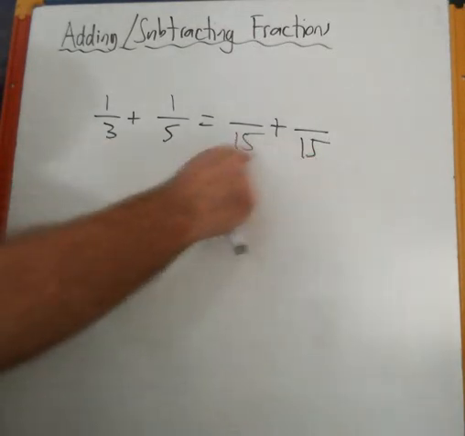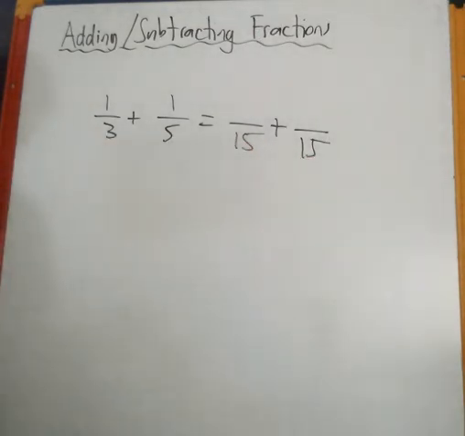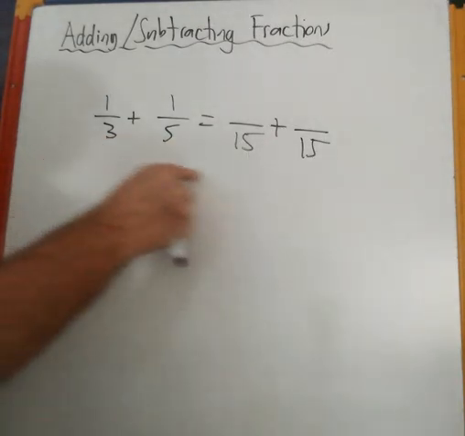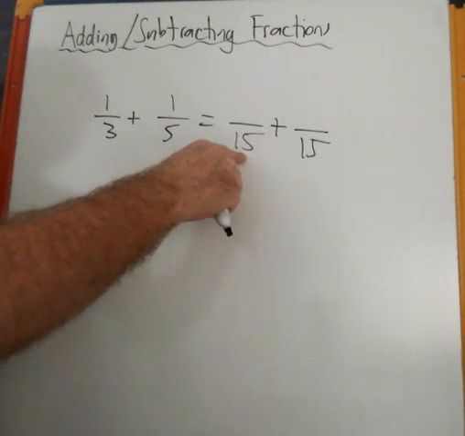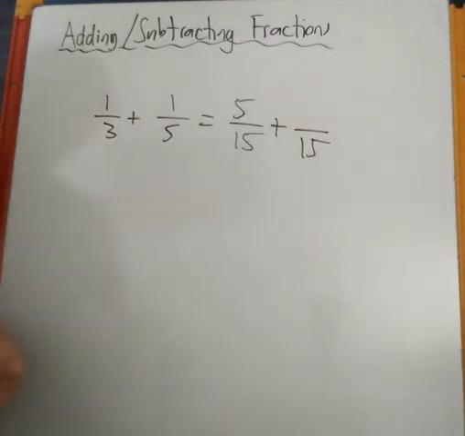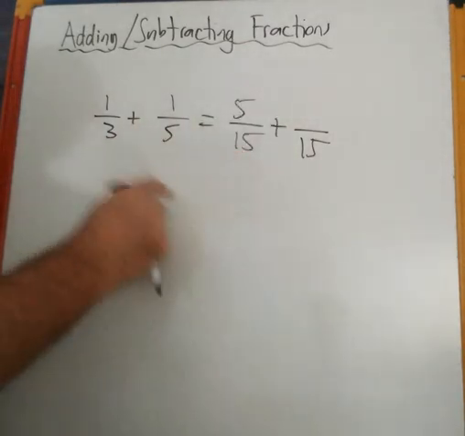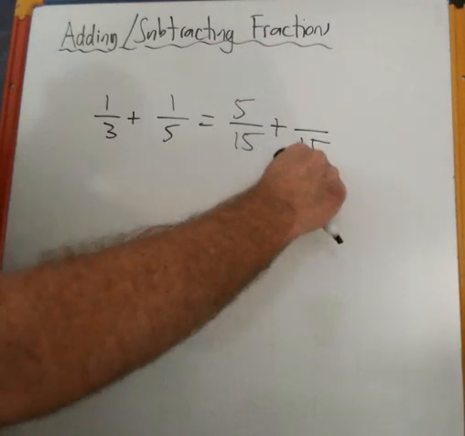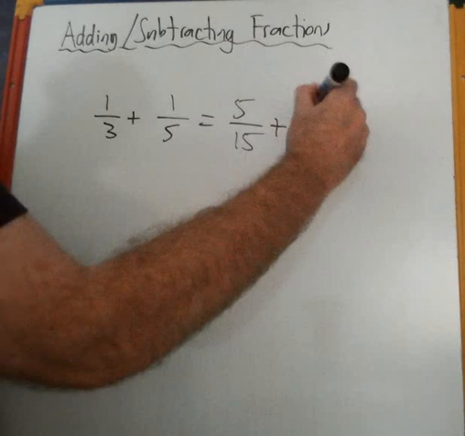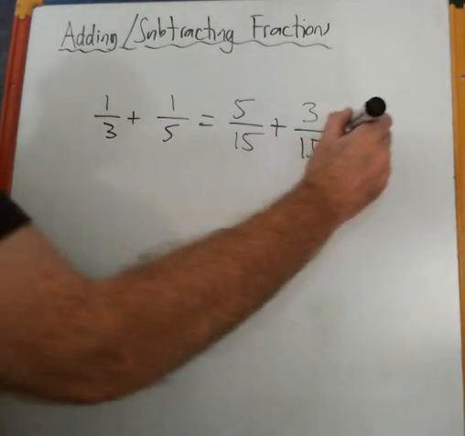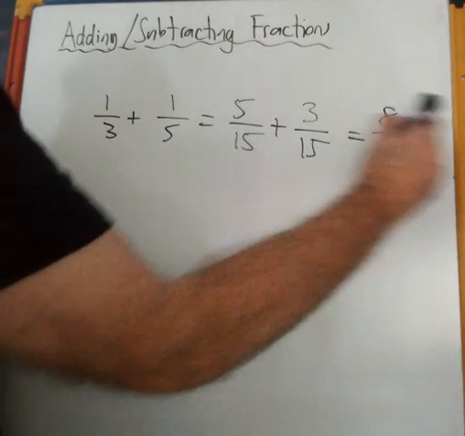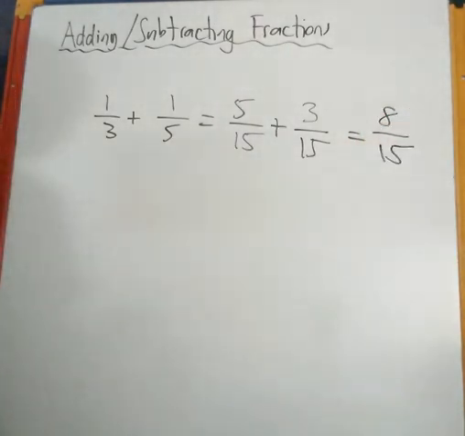So now that we've got the lowest common denominator, we have to then change the fractions into those. So 3 multiplied by 5 gives me 15. So 1 multiplied by 5 gives me 5. And that's the equivalent fraction. 5 times 3 gives me 15. 1 times 3 gives me 3. So 5/15 add 3/15 gives me 8/15.